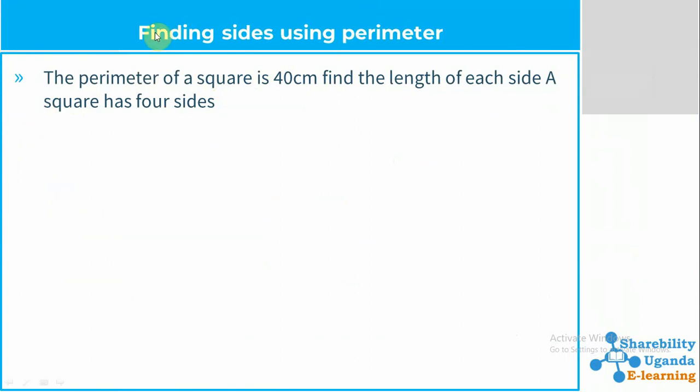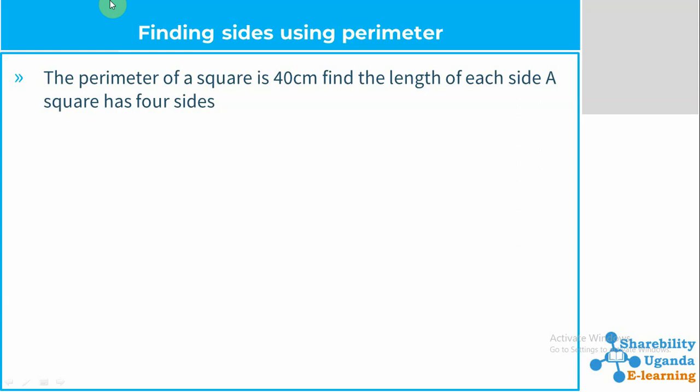Remember, we said that as far as parameter is concerned, we should be able to identify the sides and the shapes, or the sides of these shapes. So here we have been given a question, and in this question they want us to find the parameter of a shape which is already given, and specifically they want us to find the length of each side.